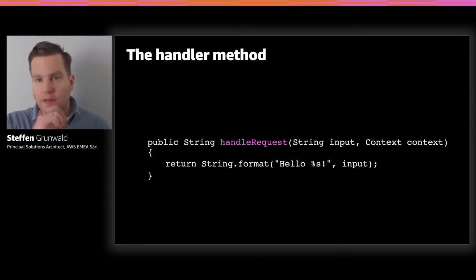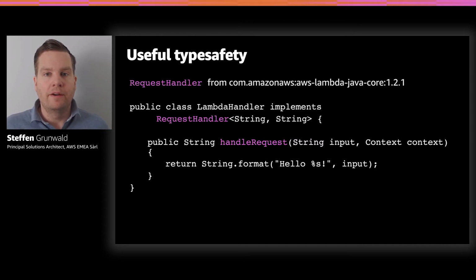One of the reasons you're using Java is probably because of the type safety. And this type safety you can get, for example, by taking the request handler interface from the AWS Lambda Java core library, which is available on Maven Central. Implement that so you make sure you have the right method name, and you also can define the input-output objects. And furthermore, here in this case, I'm using an input event that is of type string.